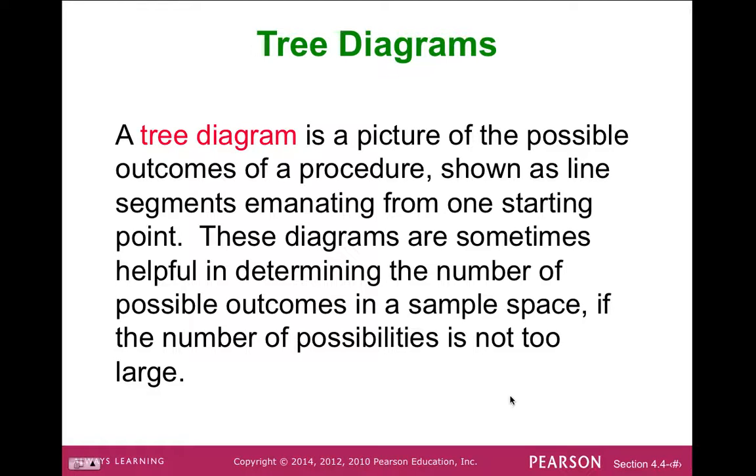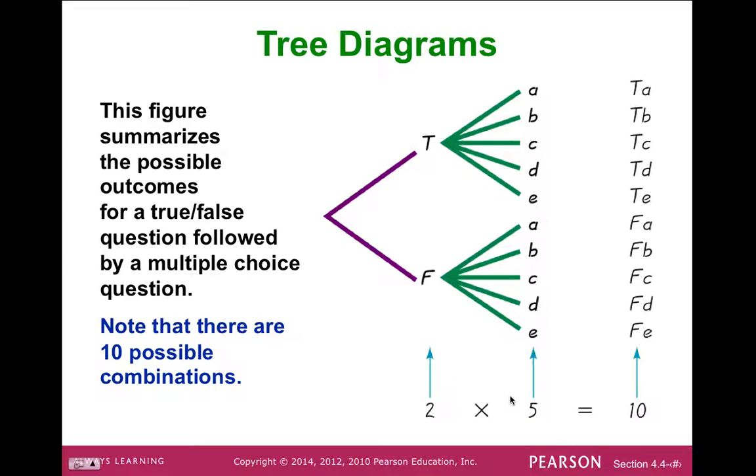Some people choose to use tree diagrams. A tree diagram is a picture of all the possible outcomes of a procedure. Basically it shows you your sample space, kind of like we learned in section 4.2. So if you follow me here, you have a true and false question being asked. Out of the true and false question, there's only 2 possibilities. A person can answer true or false.